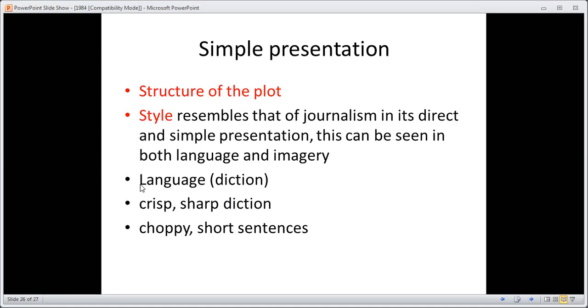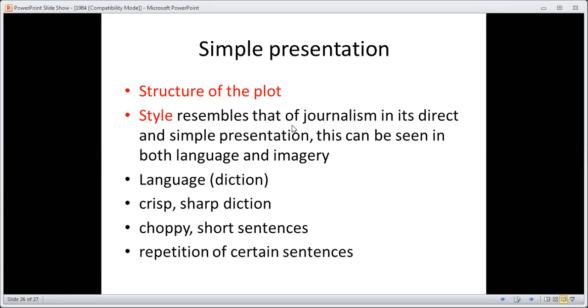Okay, we will start from here. The language is presented in a simple manner. The language is simple, as if you are reading a journal, resembling journalism in its direct, simple presentation. This can be seen in both the language and imagery.